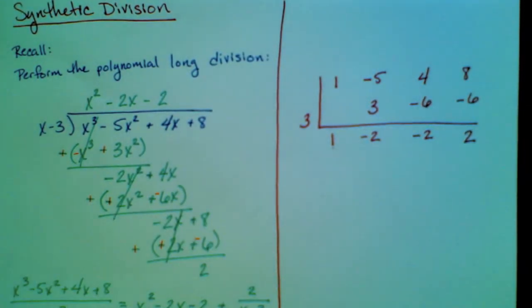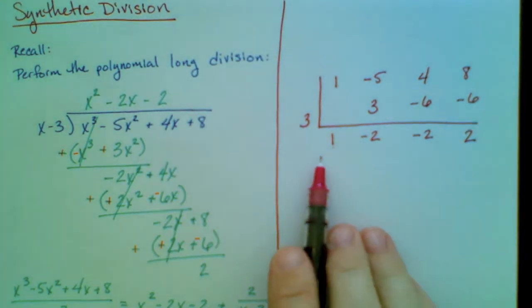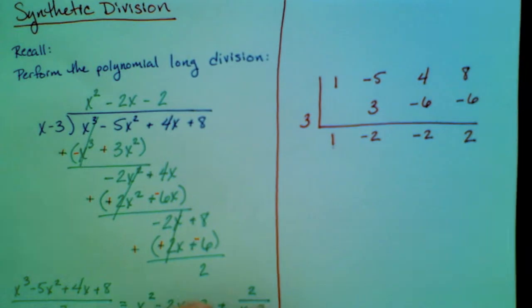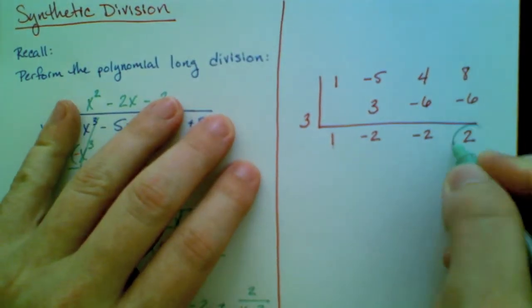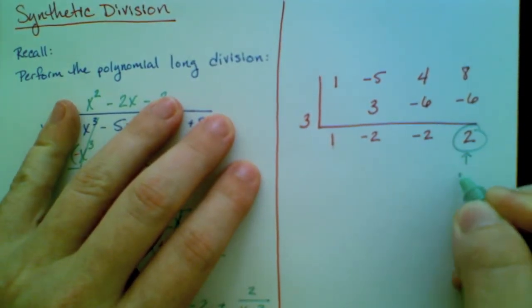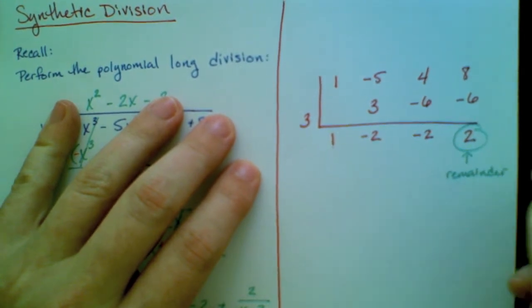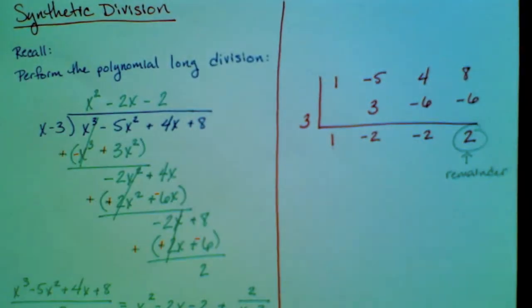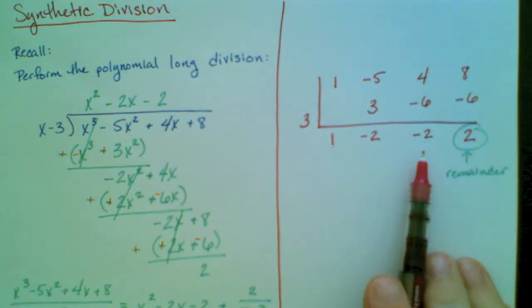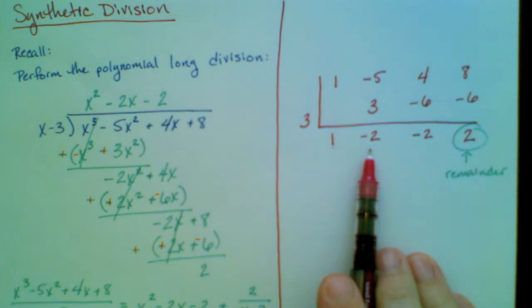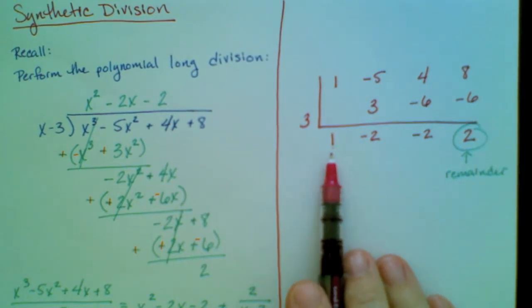So now I want to point out the similarities here. This is the remainder. Your last number that you write down is always going to be your remainder. Then this is the constant term. This is your x term. And this is your x squared term.